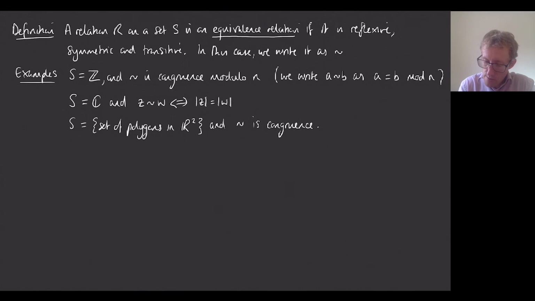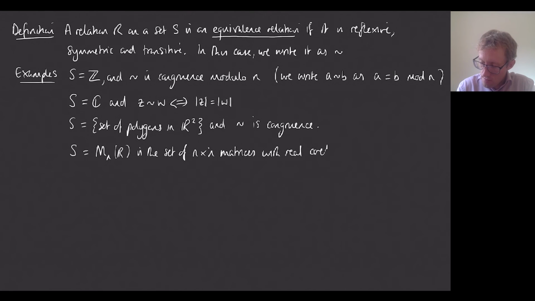One more example that I'll give you, which might not make a lot of sense, but it's something that's quite important in algebra, is if S is the set of matrices, I'm going to take it to be Mn of R, the set of n by n matrices with real coefficients. And the equivalence relation is something called similarity of matrices.